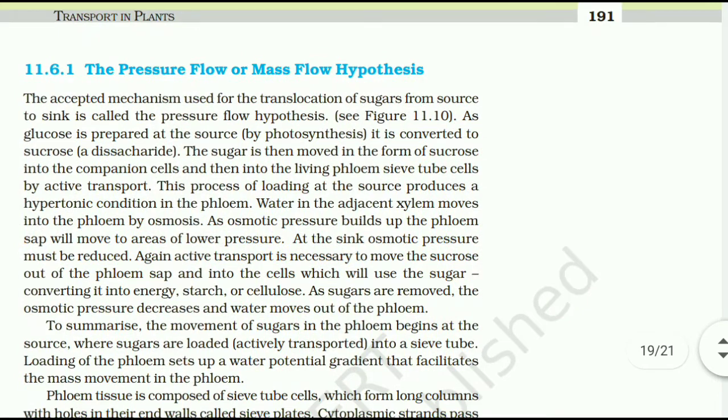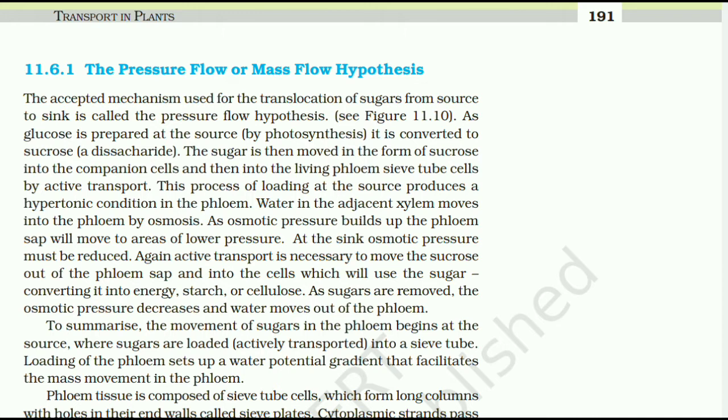11.6.1 The pressure flow or mass flow hypothesis. The accepted mechanism used for translocation of sugars from source to sink is called the pressure flow hypothesis. As glucose is prepared at the source by photosynthesis, it is converted into sucrose, a disaccharide. The sugar is then moved in the form of sucrose into companion cells and then into living phloem sieve tube cells by active transport.